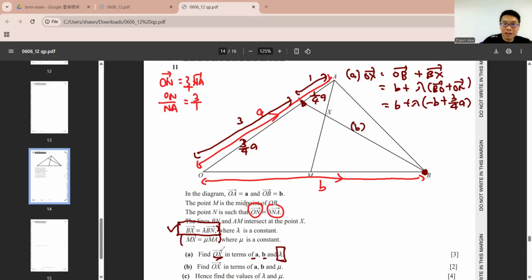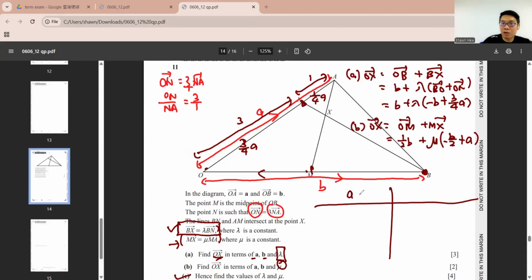Then part B, they ask us to find OX in terms of mu. So mu is this info. So we know it's O something plus something X, but it must pass through M. OM is, this is the midpoint, so it's half B. MX is mu MA, negative B over 2 plus A. This is my OX.